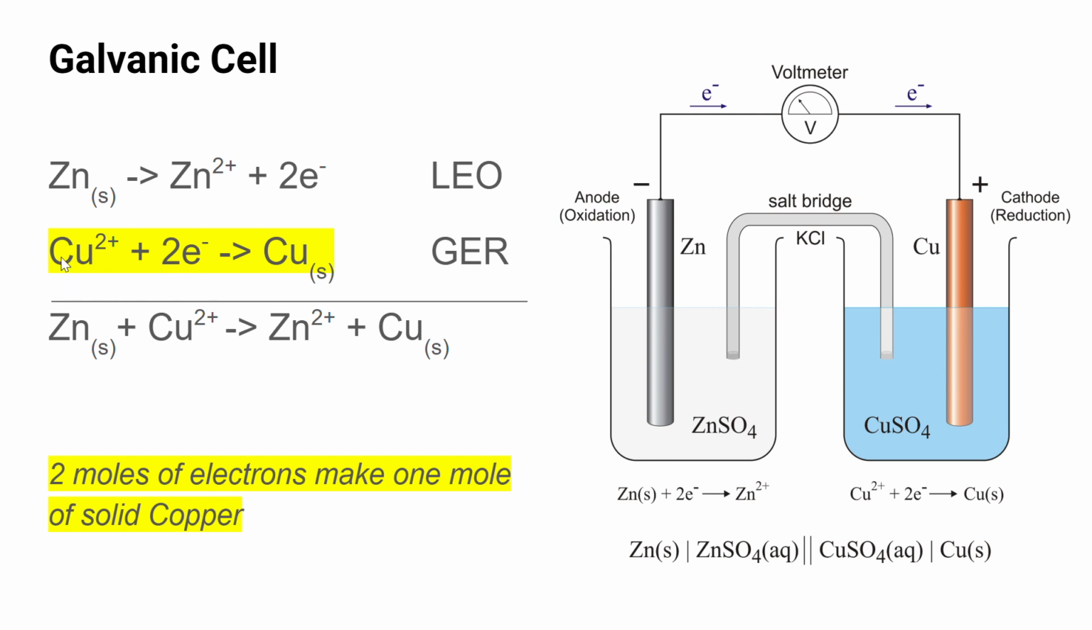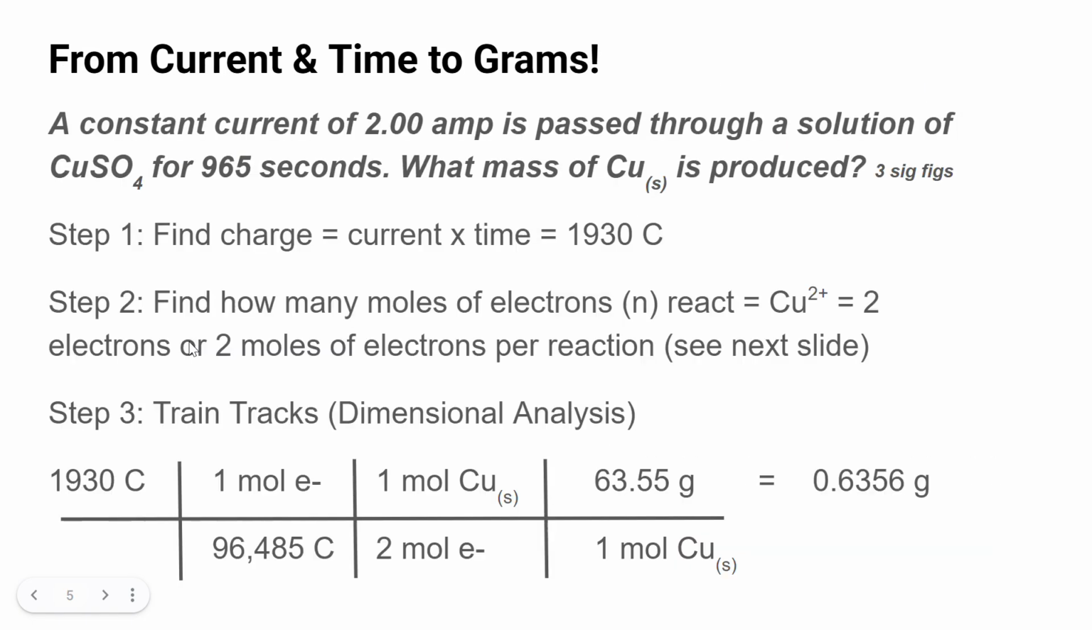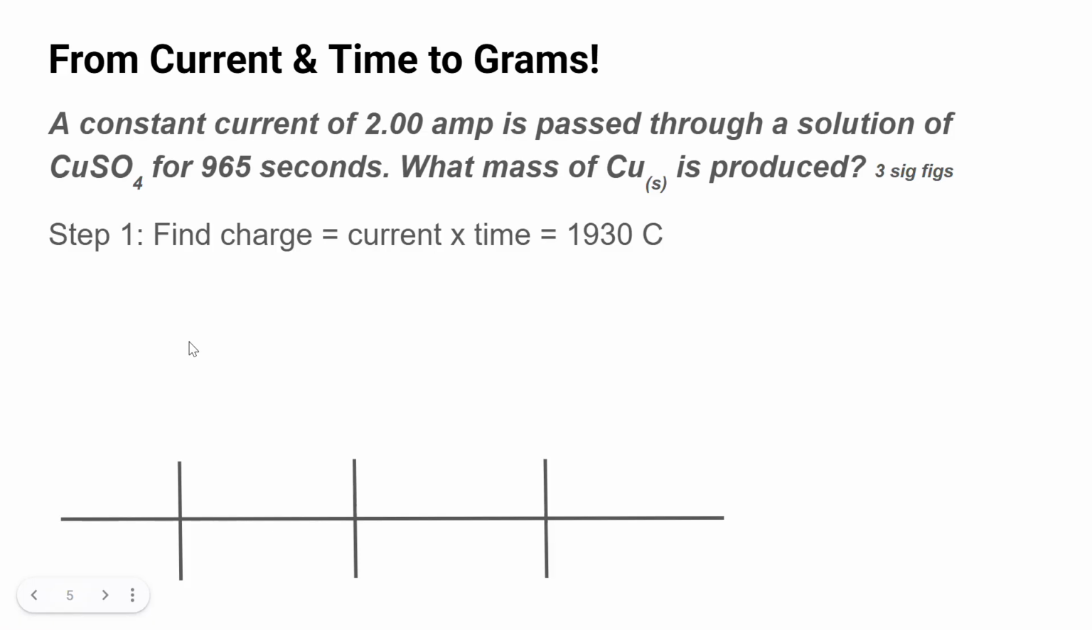We are taking from the copper sulfate solution Cu2+, adding 2 electrons, and we make solid copper. 2 moles of electrons make 1 mole of solid copper. That's the balanced reaction. That's how it works. So let's go back to here.